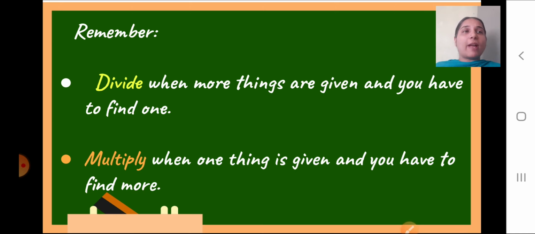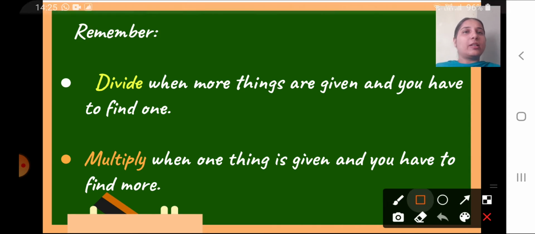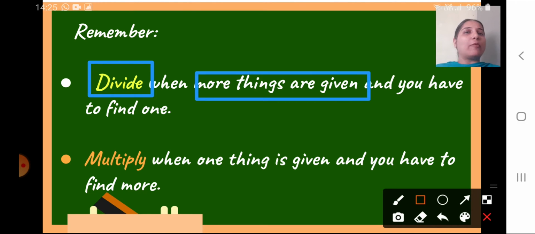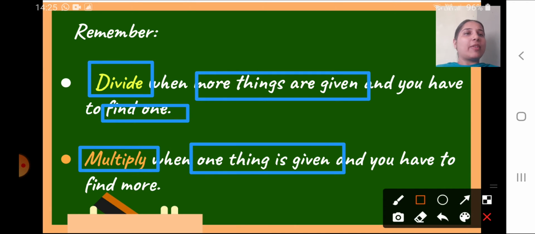So one thing you have to remember, children, that divide when more things are given and you have to find one. When more things are given and you have to find for one, then we divide. But when one thing is given and we have to find for more, then we multiply. So keep in mind: divide when more things are given and you have to find one, and multiply when one thing is given and you have to find more.